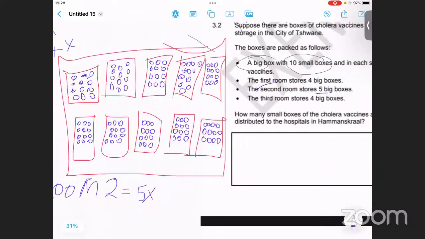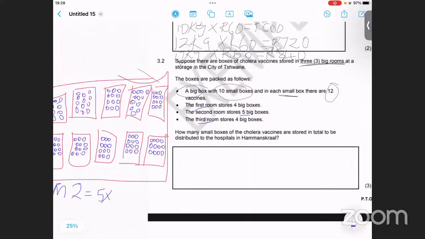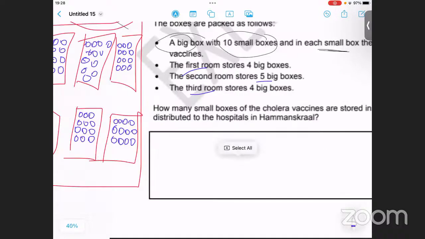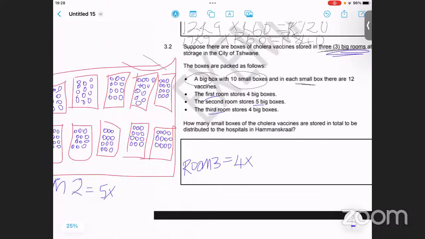And then they don't end there. They say the third room. Remember, they said they stored this in 3 big rooms. So in the third room, we have 4 big boxes. Okay, so it's absolutely okay.